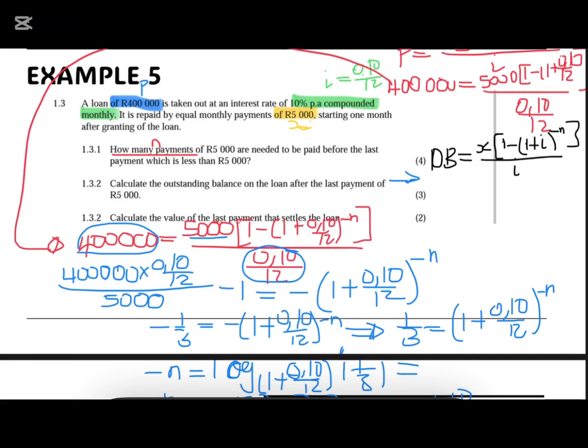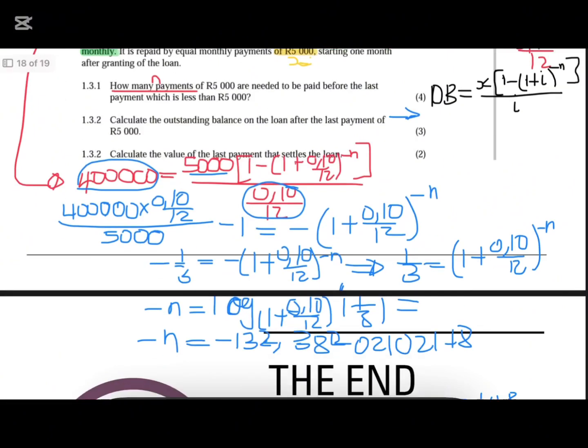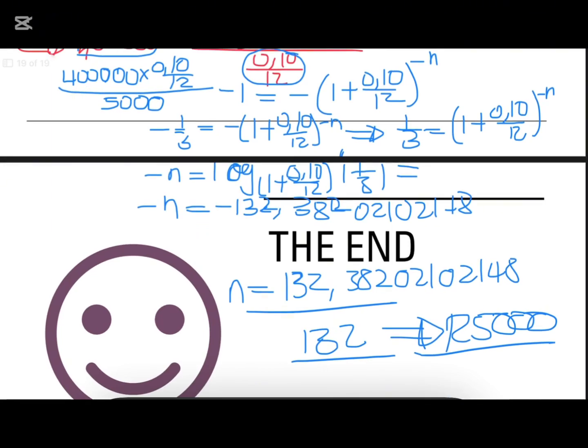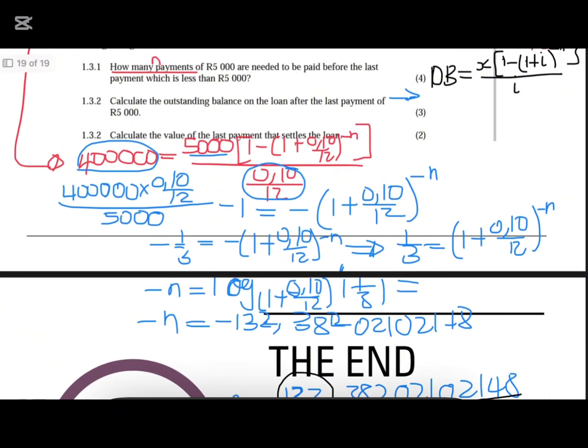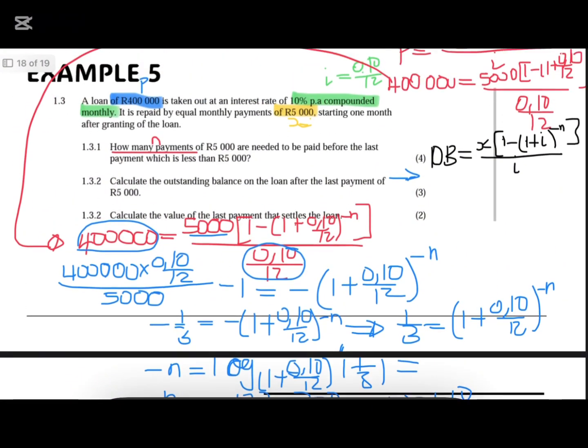Now in this case, your n will be 0.38, because the payments of 132 were already paid up with the amount of 5,000. So now you're only left with n equal to 0.38202148. That will be your n, because you have already covered the payments of 5,000, which were 132 payments. So now by calculating the outstanding balance, you will have 5,000 in this case.